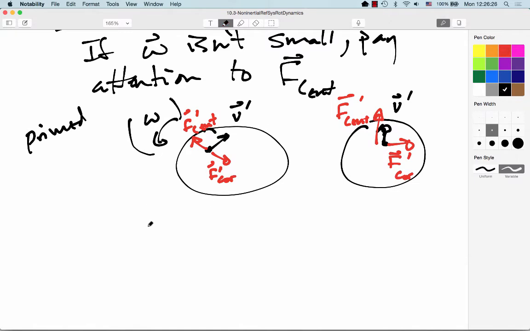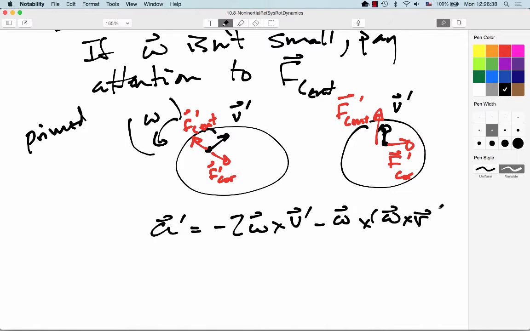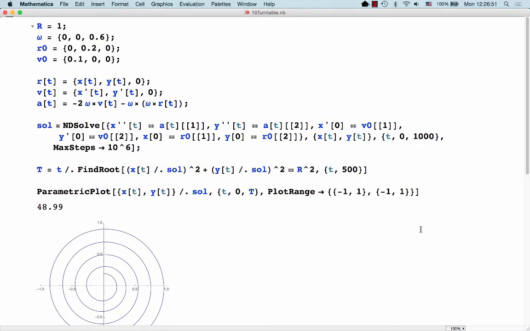So you're going to have that the acceleration measured in the primed frame will be minus 2 omega cross v prime minus omega cross omega cross r. That pretty much defies analytic solution, but it can be done numerically. Oh hey, I just happen to have done it numerically right here.